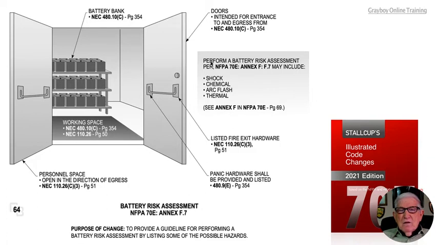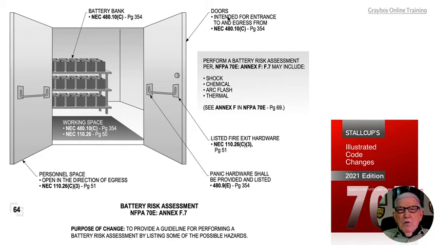Now notice, let's review this boxed in information first. To perform a battery risk assessment, see the Annex F.7, which may include shock, chemical, arc flash, and thermal effects.